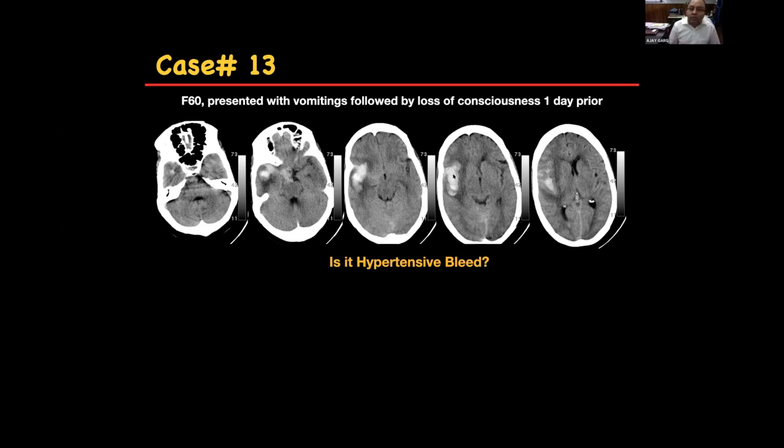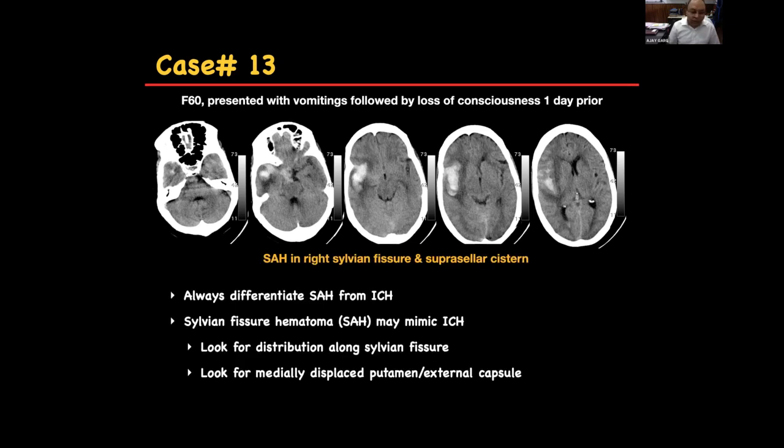This is mainly the subarachnoid bleed. This bleed should be differentiated from intracerebral bleed. So we should look for distribution along the Sylvian fissure. And in this case, the medial. Look at this basal ganglia structure. They are medially displaced. You can clearly see this lentiform nucleus, which is separate from this lesion.